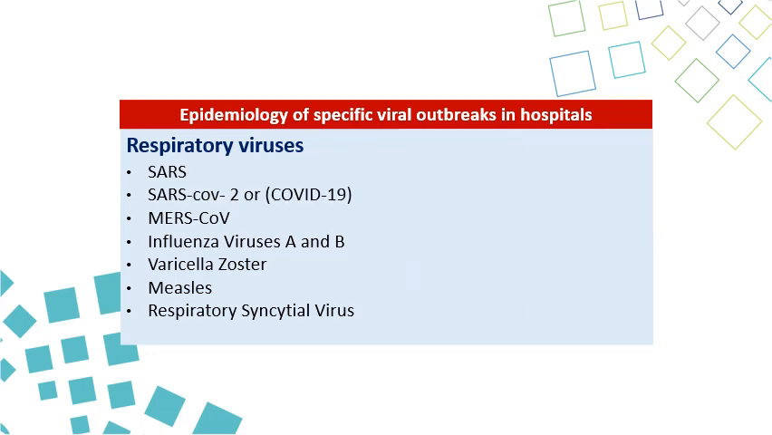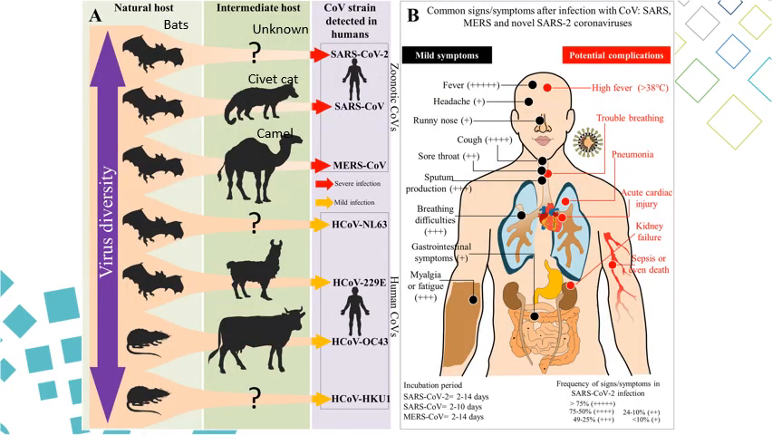So we will start with the first group, respiratory viruses. This photo shows that the family of coronavirus includes seven types of viruses. The most important of them is SARS-CoV-1, which has been almost eradicated in 2003, caused outbreak of SARS, and MERS-CoV, which is known in Saudi Arabia and some other countries, starting from 2012, and SARS-CoV-2 or COVID, which has been a pandemic for the last few years.